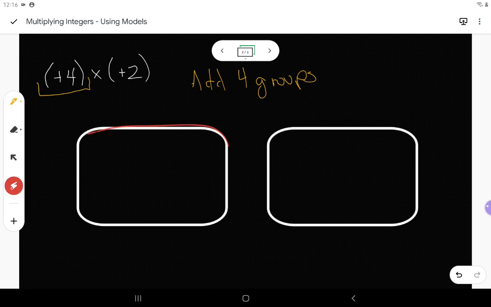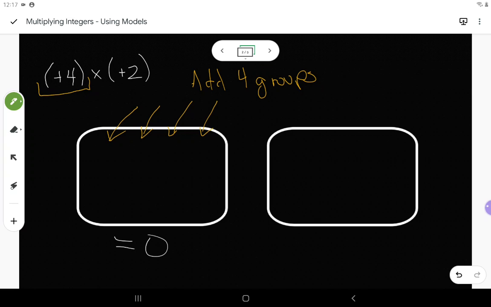I want you to think of this rounded rectangle as your desk. Right now my desk starts with nothing on it. I have a nice clean desk where everything here just equals 0. I'm starting off with nothing, and I'm going to add onto my desktop 4 groups of something.